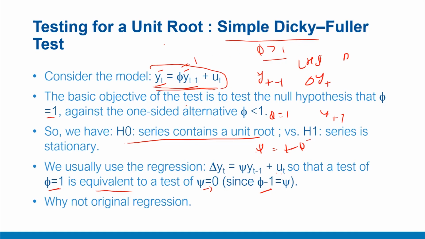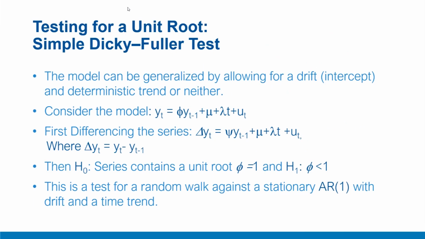Here, because we are ultimately subtracting y_{t-1} from y_t, which results in phi minus 1 as the coefficient. The question is, why not use the original regression? Because the original regression, by the null hypothesis of non-stationarity, is estimated with phi being 1, and that is not econometrically efficient, and all those problems of spurious regression will follow.